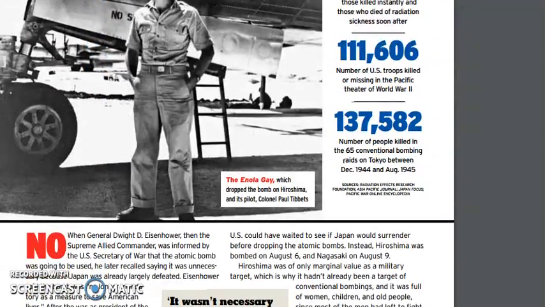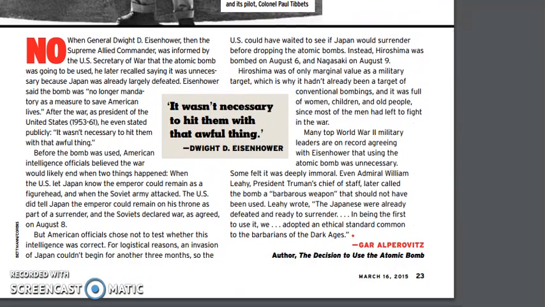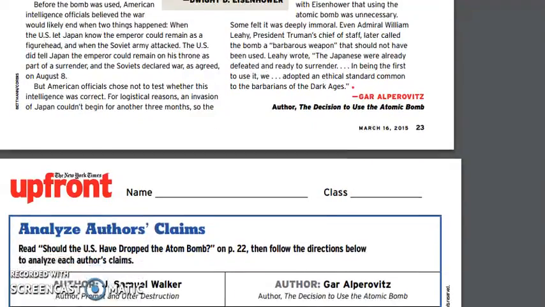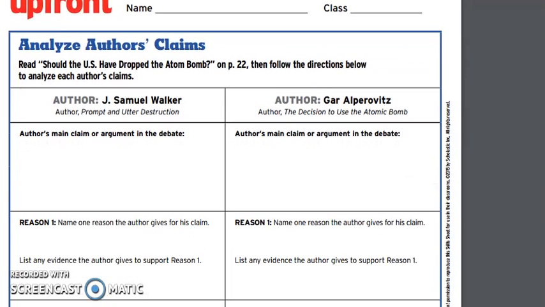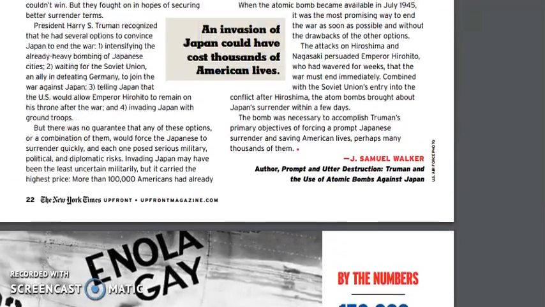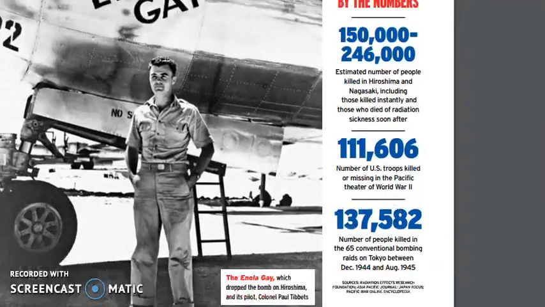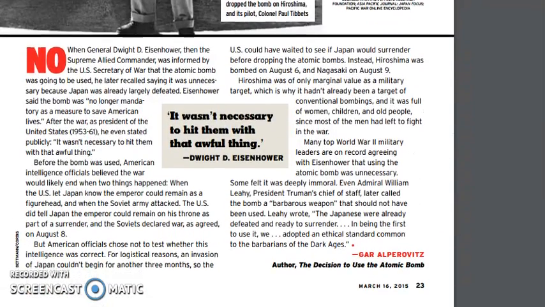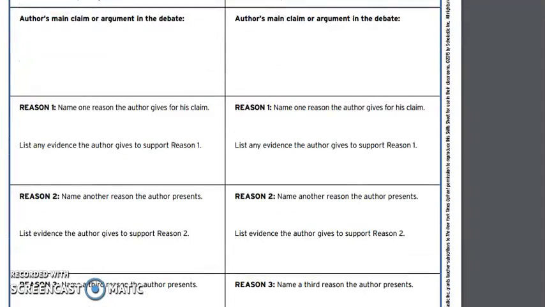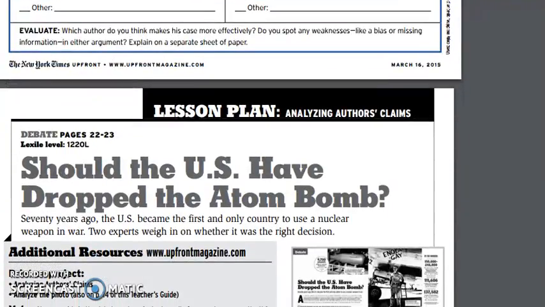What I would do is I would change it, instead of should they have dropped the atom bomb, to pretend like it's before the atomic bomb was dropped. Should we drop the atom bomb instead of should we have? So they'll analyze the author's claims. From this up here, what they did was they gave you yes from one historian, and they gave you no from a different historian answering that question. And this is just for them to read deeper and get some background information on everything.